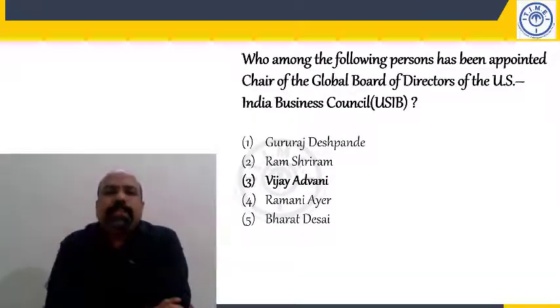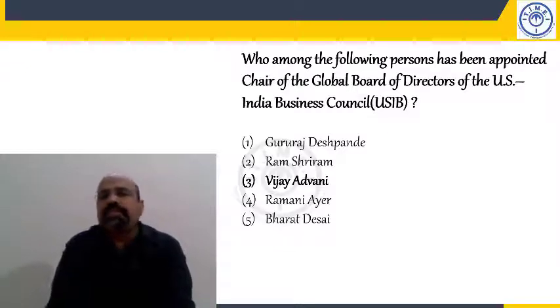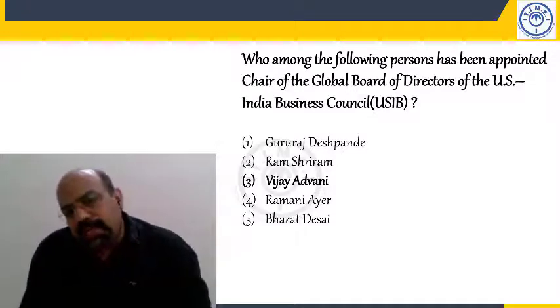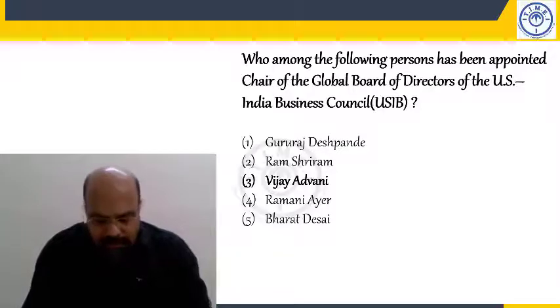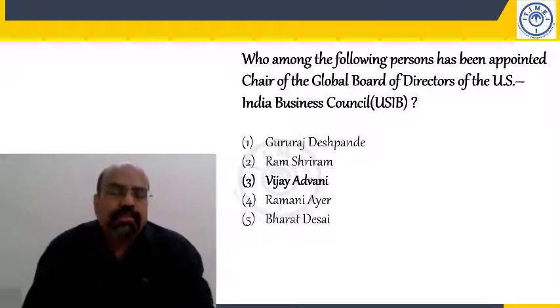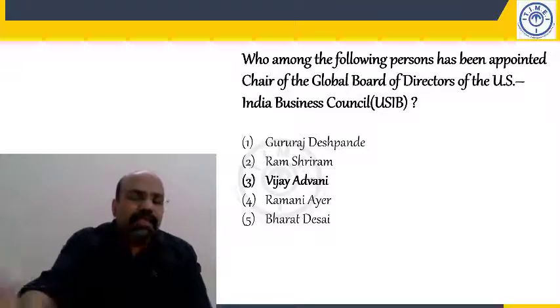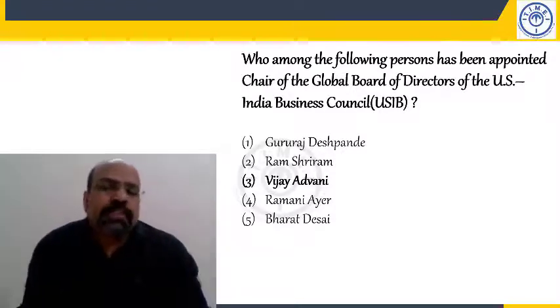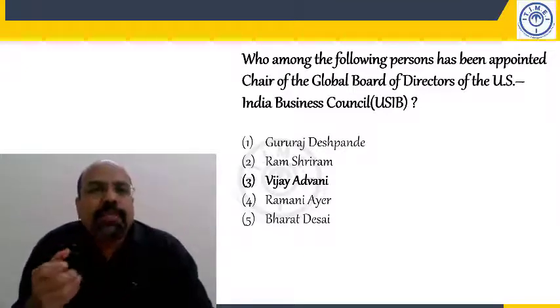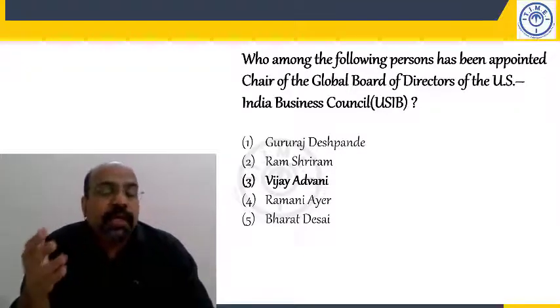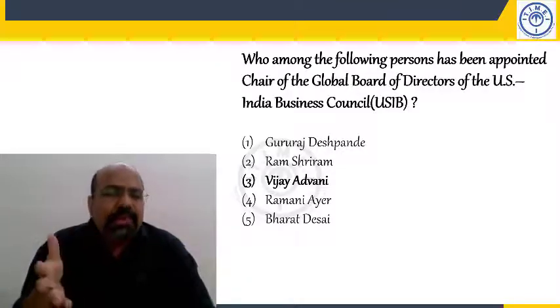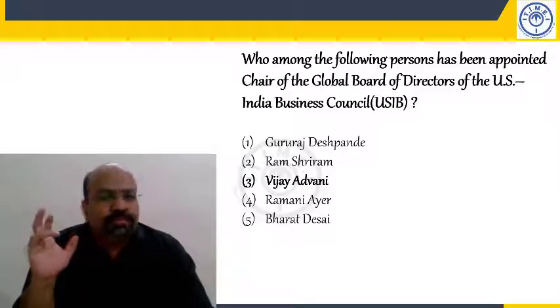Who of the following persons has been appointed chair of the Global Board of Directors of the US-India Business Council? It should be USIBC, the C is missing. Answer is Vijay Advani. And you don't have to write anything about the choices because Gururaj Deshpande and these guys are past their most famous days. Like for example, Gururaj Deshpande co-founded a company called Sycamore Networks. He did very well.